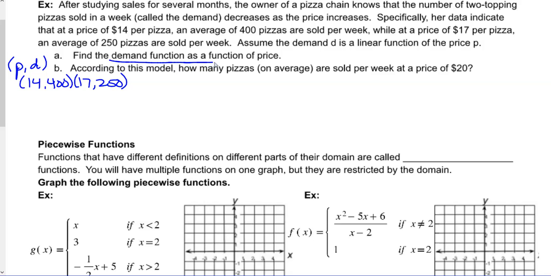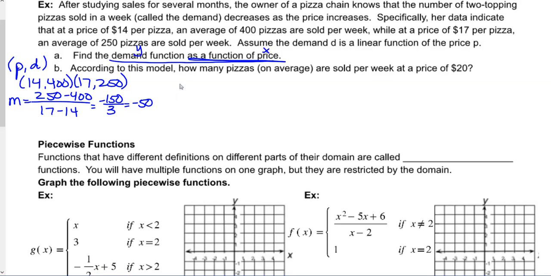Find the demand function as a function of price. So this is going to be like our X, and this is going to be like our Y. I'm going to find the slope real quick: 250 minus 400 all over 17 minus 14. This is negative 150 over 3. Therefore, my slope is negative 50.